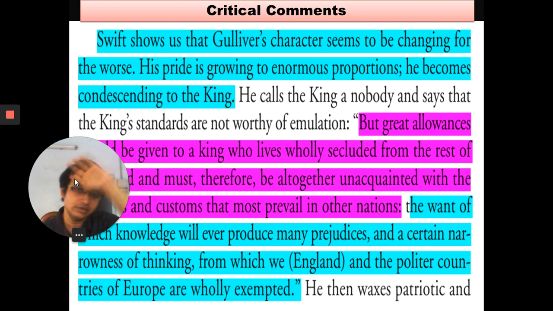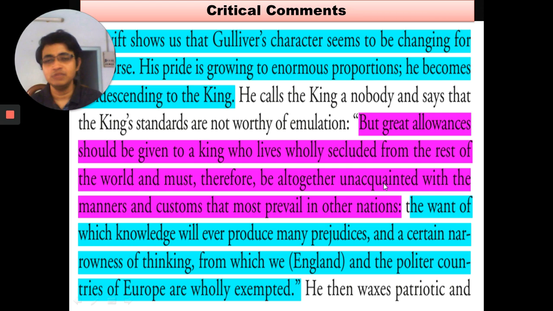He becomes condescending to the king. He calls the king a nobody and says that the king's standards are not worthy of emulation. Emulation means imitation. But great allowances should be given to a king who lives wholly secluded from the rest of the world and must therefore be altogether unacquainted with the manners and customs that most prevail in other nations. So the king should know all the customs that are very popular in other nations, the want of which knowledge will ever produce many prejudices and a certain narrowness of thinking.